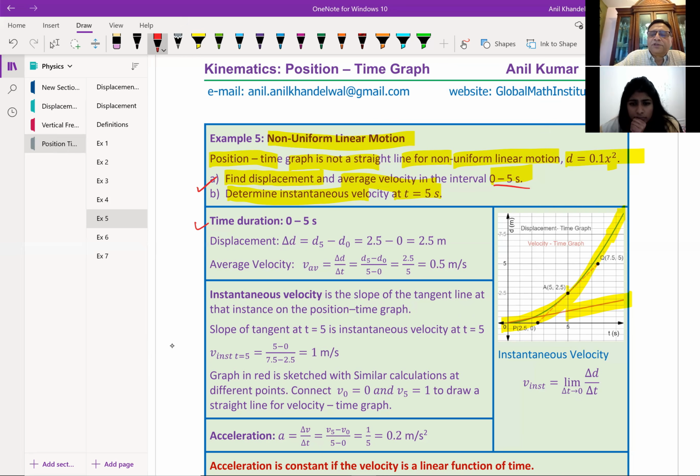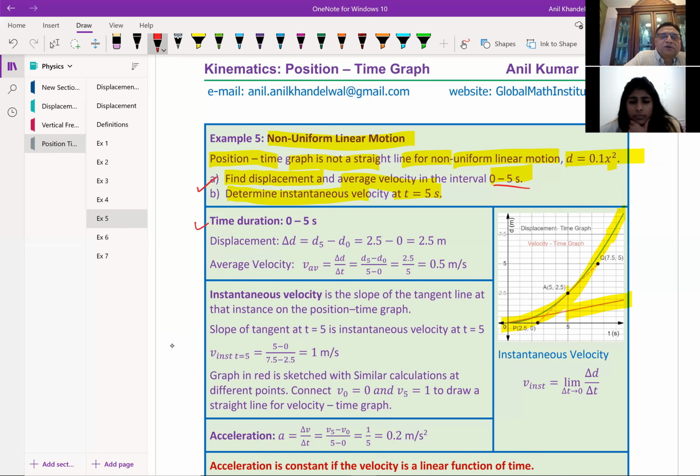Displacement is change in position. Position is 2.5, as you can read from the graph, starting from 0. So the displacement is 2.5 minus 0, which is 2.5. Correct? That's the displacement. Velocity, the average velocity, is displacement over change in time, which is 5 is the change in time. Dividing, we get 0.5 meters per second. So that part, average velocity, is 0.5 meters per second.